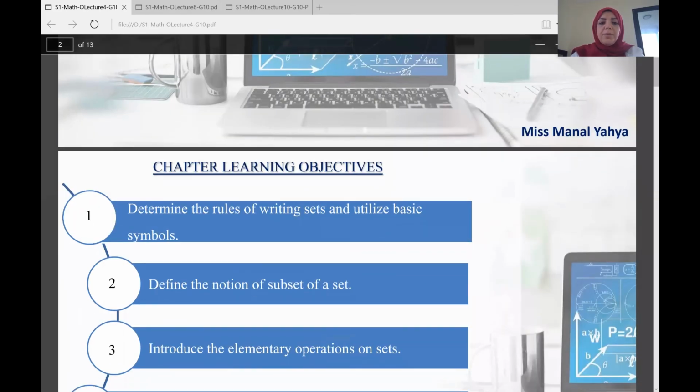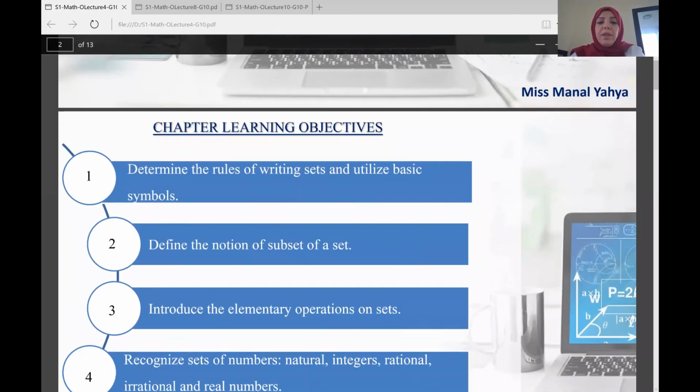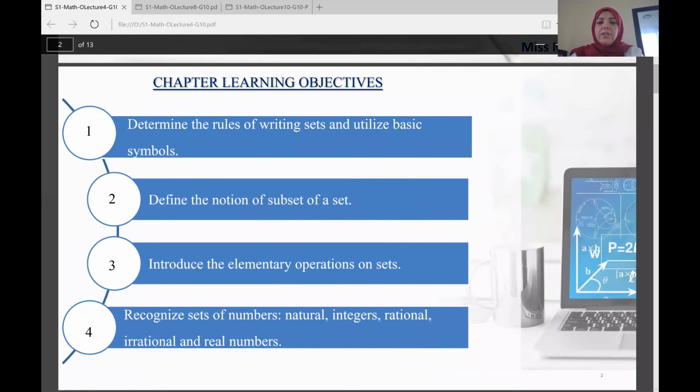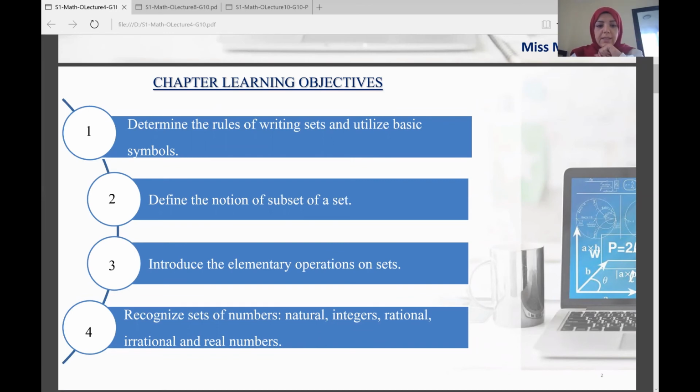First of all, sets. Our objectives are to determine the rules of writing sets and utilize basic symbols. We are going to understand together what's the meaning of the subset of a set. We are going to introduce the elementary operations on sets and the important sets of numbers that we know, that are the natural set, integers, rational, irrational, and real numbers.